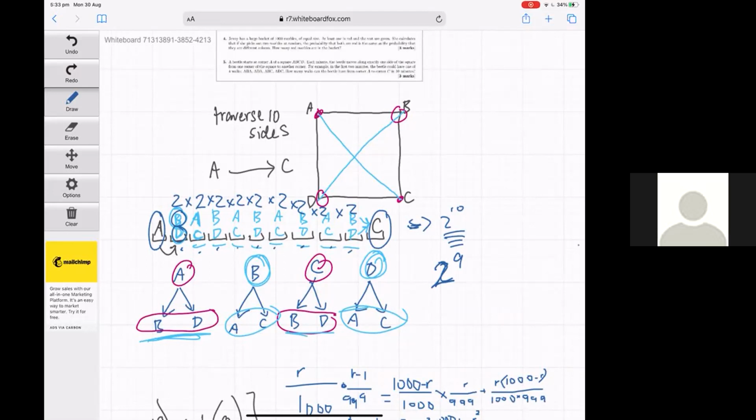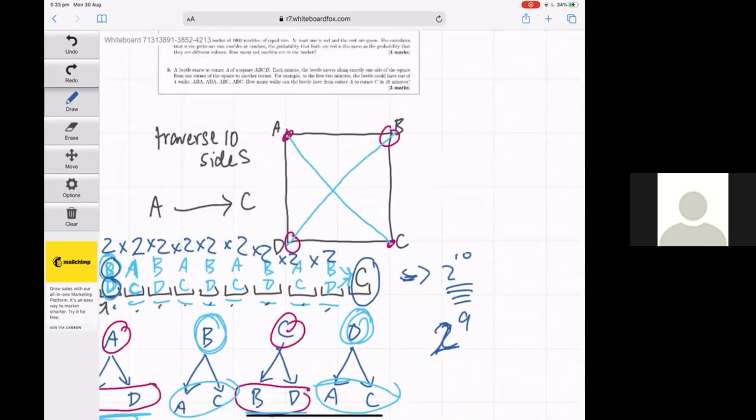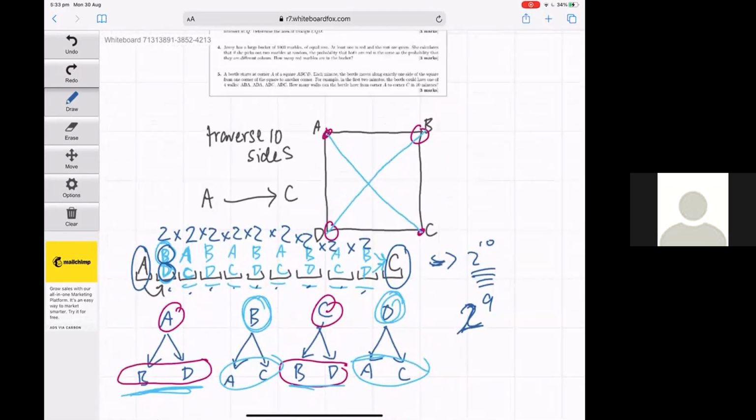He makes a walk every minute, so he makes 10 different options. So there's 10 twos. But the last one is forced to be C. So because the first one and the last one, I wrote 2 to the 10 and then I divided by 2. Oh, and then you divided by 2. Okay, so that would have been slightly different to the reasoning I gave then. Okay, so it's 2 to the 9. Okay, cool.